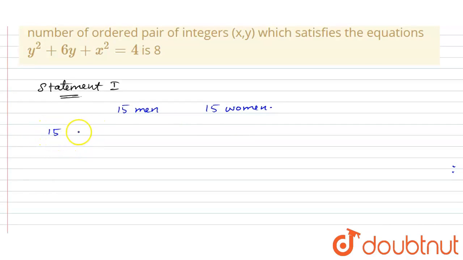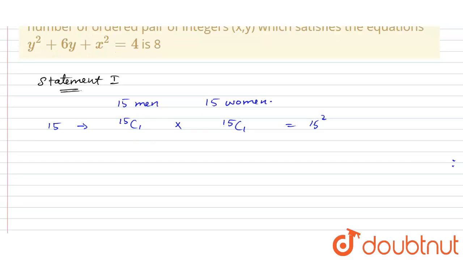Here a total of 15 men are there, and from 15 we need to choose one, and from 15 women we need to choose one. So it is in the product form. Therefore 15C1 into 15C1, so the value is 15 square. Then the remaining 14 each individually, from 14 we have to choose one, from 14 we have to choose one, so it is 14 square. And 13, it is 13C1 into 13C1, so it is 13 square.